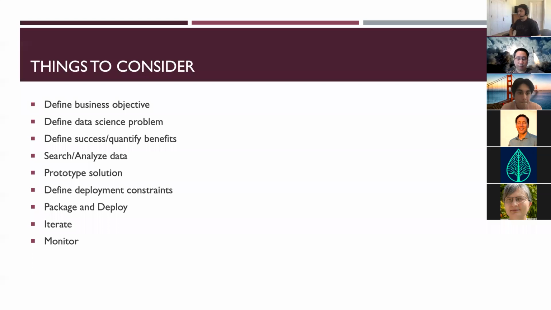So to start off, things to consider. This is a general outline of all of the different things that we'll be discussing. You have to define a business objective. So what do you actually want to do? Then you have to define what your actual data science problem is. Sometimes that's overlapping with the business objective, but very often you have to dig in and figure out what the details of that are. Then you have to figure out what your definition of success is. You need to find the right data. You need to prototype a solution, and you need to figure out how you're going to deploy it, what setting it's going to be put in, and what constraints you have there. Then you need to put in the work to package and deploy it. And then you can iterate and improve and expand on what you already have. And then you have to monitor it and make sure it's working correctly.